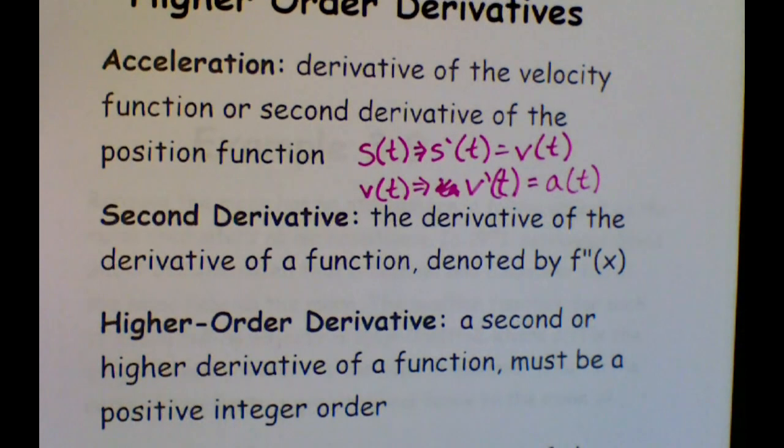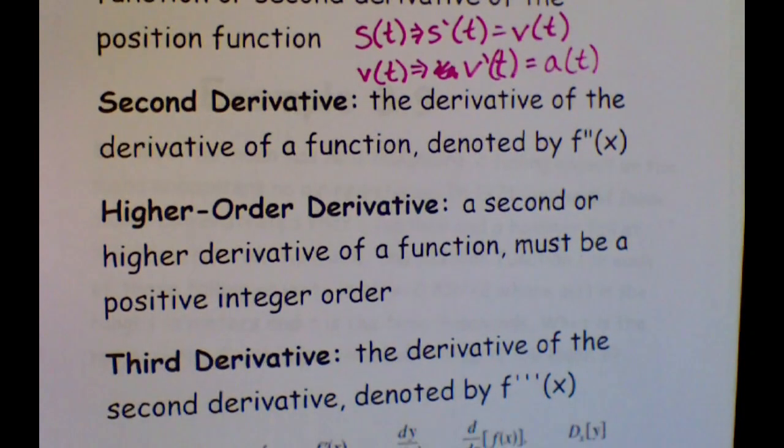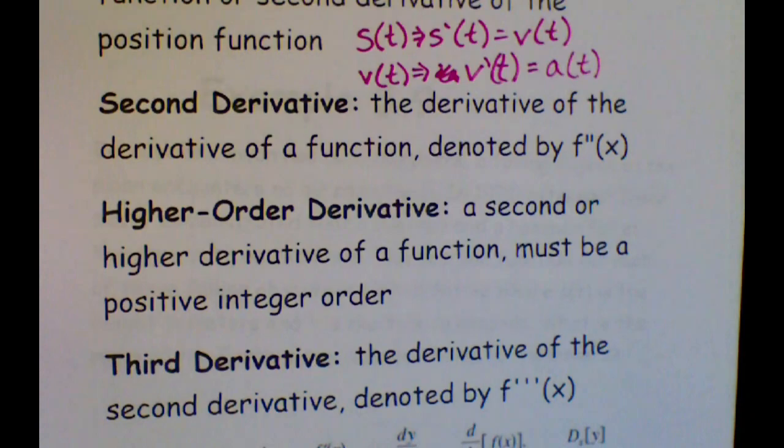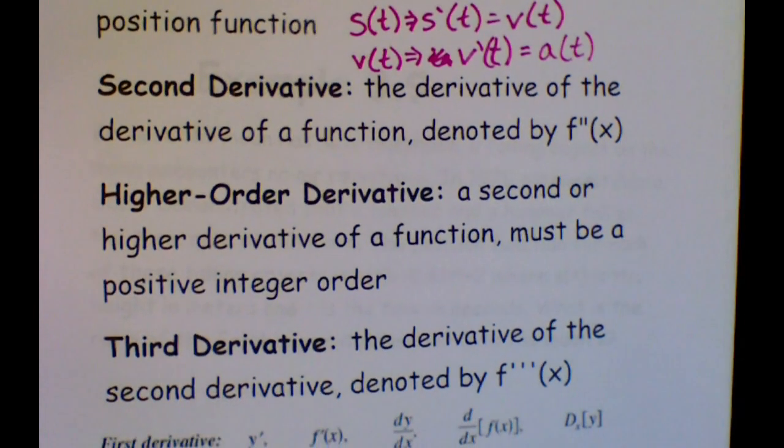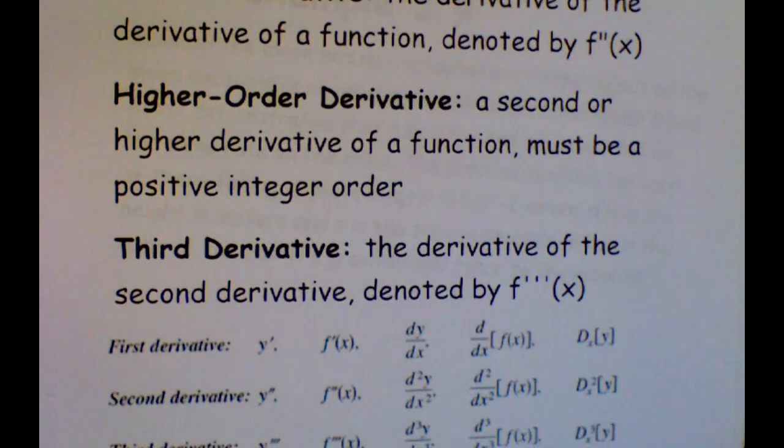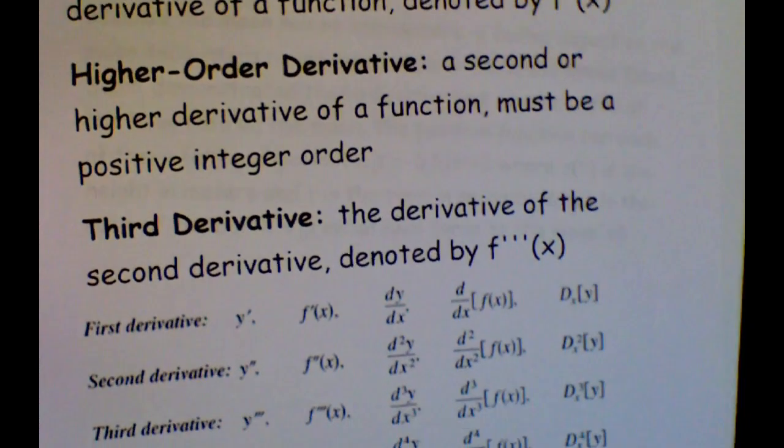A second derivative is just the derivative of the derivative. We denote it with a double prime. A higher order derivative is a second or higher derivative of a function. It must be a positive integer order. I can take the third derivative, fourth derivative, but I cannot take the 2.5 derivative. Third derivative would be the derivative of the second derivative. We can denote it with a triple prime.